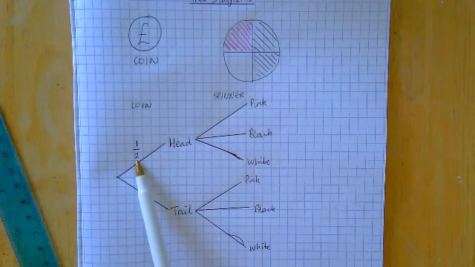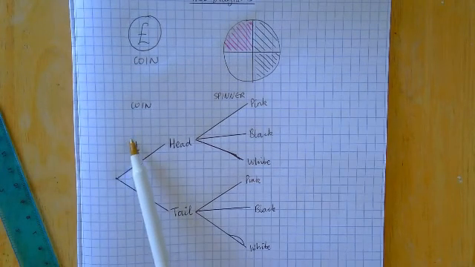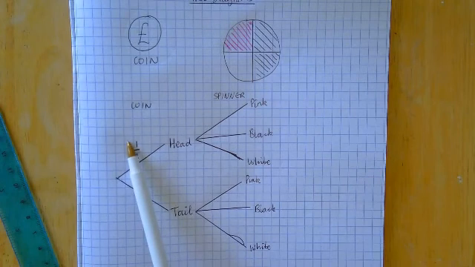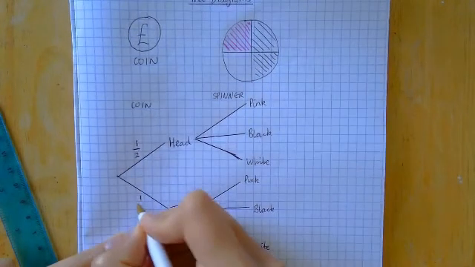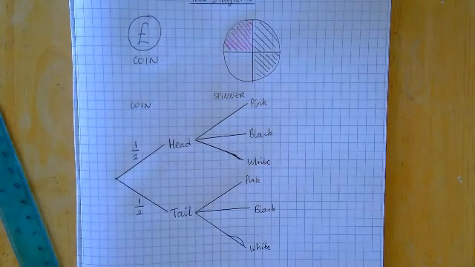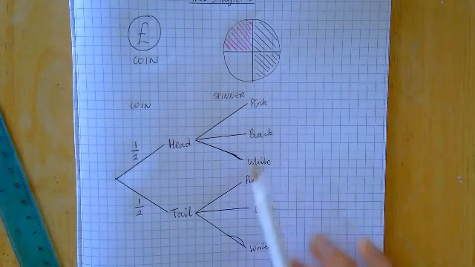Remember, that's how we build probability. So the number on the bottom is the number of options, and the number on the top is how many of them we want. And again, for a tail, it's going to be a half. And we write those probabilities on the branches like that.